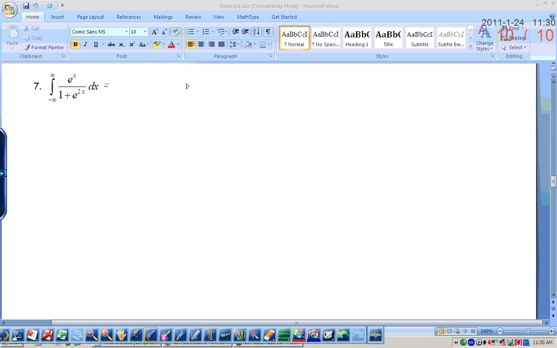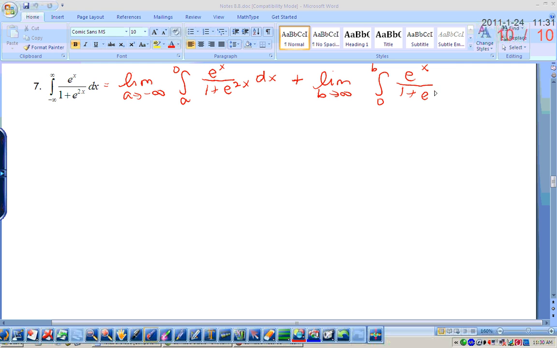Probably yes, you will always use 0. So I am going to take the limit as a approaches negative infinity and integrate from a to 0, e to the x over 1 plus e to the 2x, plus the limit as b approaches infinity, integral from 0 to b of that same thing. These are kind of a pain, but at least you're integrating the exact same thing in both integrals. So once we go over and figure out what that integral is, we can use it twice.